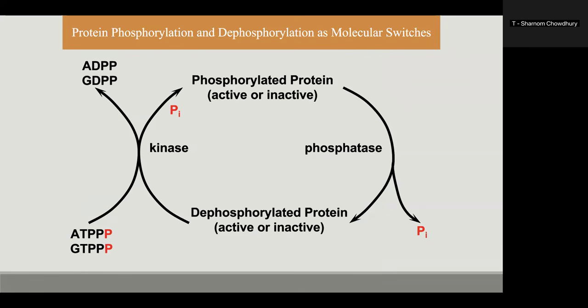So this is what I mean by phosphorylation can occur in both ways. ATP becomes ADP, and also GTP for G protein coupled receptors can become GDP. A kinase phosphorylates it, which means it adds a phosphate onto a protein. Depending on the protein, it can either be active or inactive.